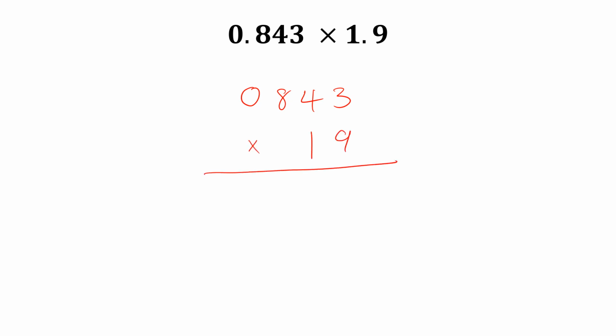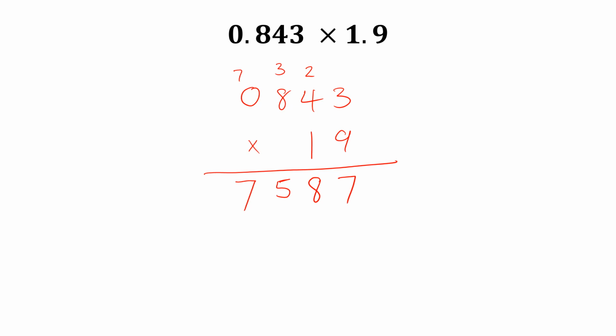Let's multiply. 9 times 3, that will give us 27. We put down the 7 and carry the 2. Then 9 times 4, that's 36 plus 2, that's 38. We put down the 8 and carry the 3. Then 9 times 8, that's 72. 72 plus 3, that's 75. So we can put down the 5 and carry the 7. Then 9 times 0 is 0 plus 7 is 7.